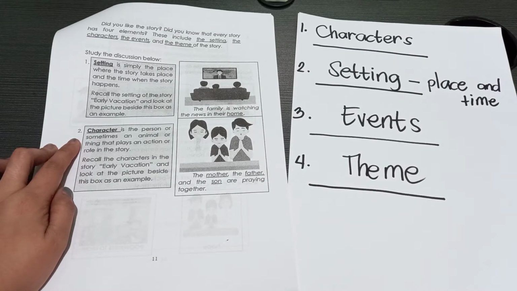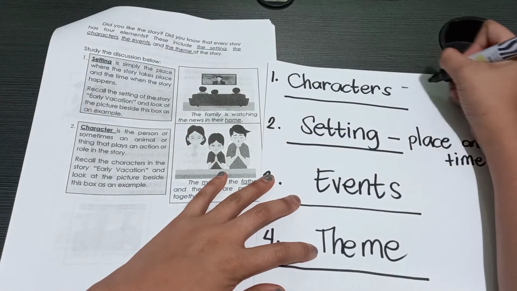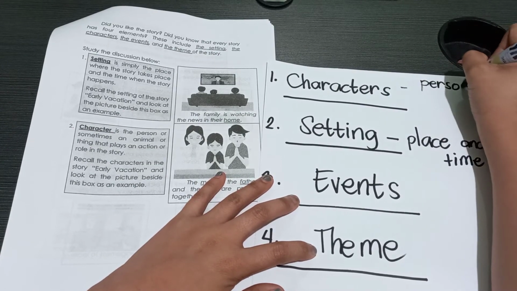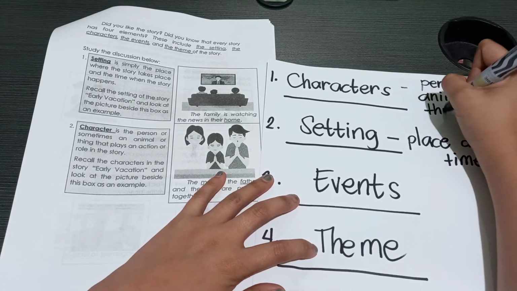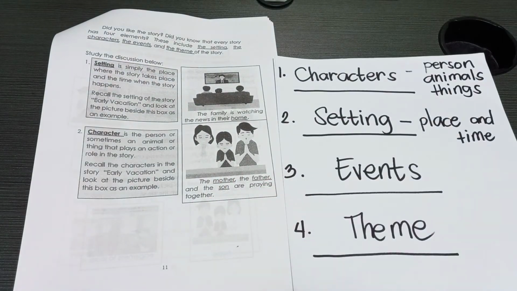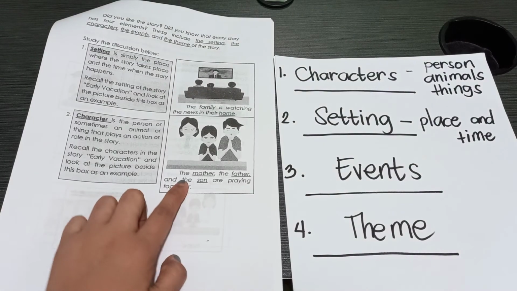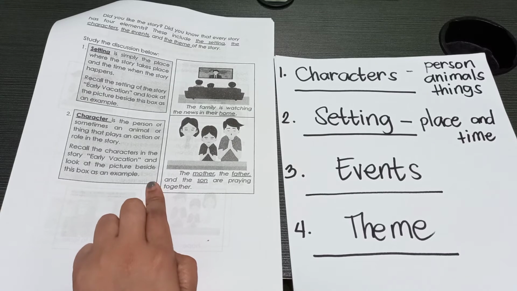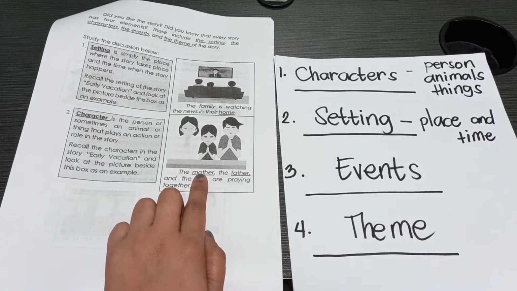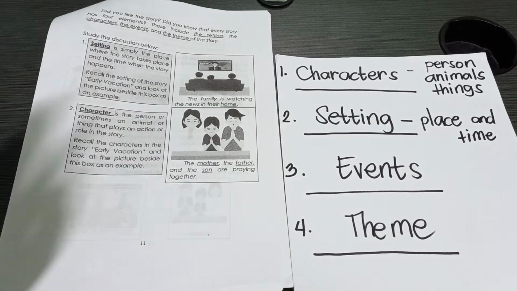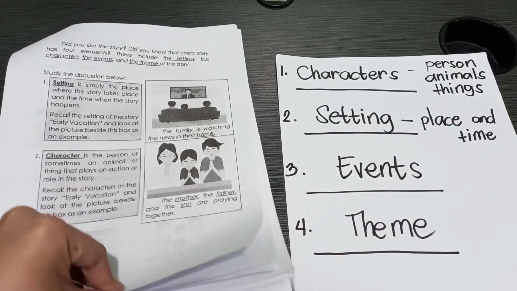Next, character is the person or sometimes an animal or thing that plays an action in the story. So it could be a person, it could be animals, or it could be things. Okay? Example, the mother, the father, and the son are praying together. So here, the persons in the story are mother, father, and son. So, they are the characters. Okay? Next.